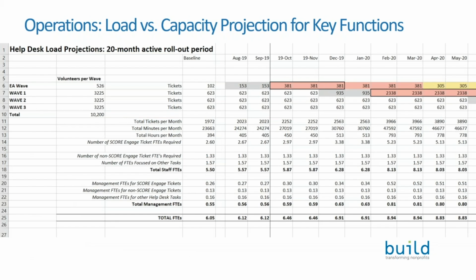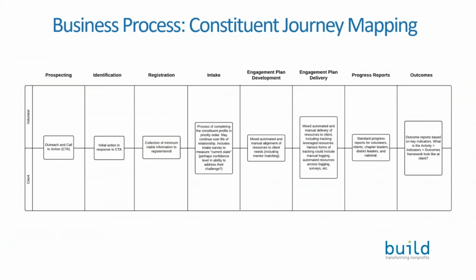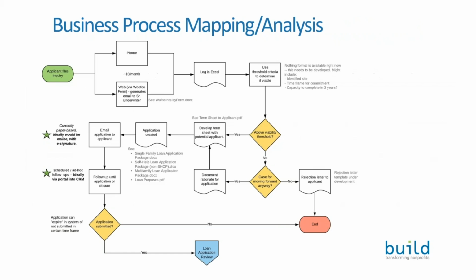You might want to do load projections in terms of operational capacity across major projects, so you know how you're going to need to scale up or down in various areas to have the resources necessary to support your technology change initiatives. You might use things like constituent journey maps to make it clear to everybody, at a high level, what your business processes are within a particular area as you create your business requirements.